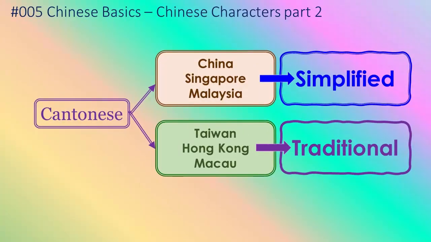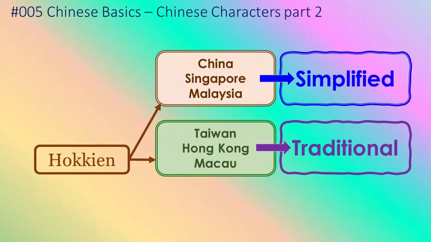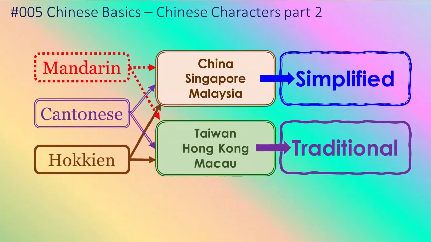This goes the same with a Cantonese speaker. A Cantonese speaker can choose to write in simplified or traditional depending on the country they are from. A Hokkien speaker can also choose to write simplified or traditional depending on the country they are from. This is a summary slide showing that regardless of the dialect, they can choose to write in simplified or traditional depending on 1. the country they are from, or 2. the country their audience are from.